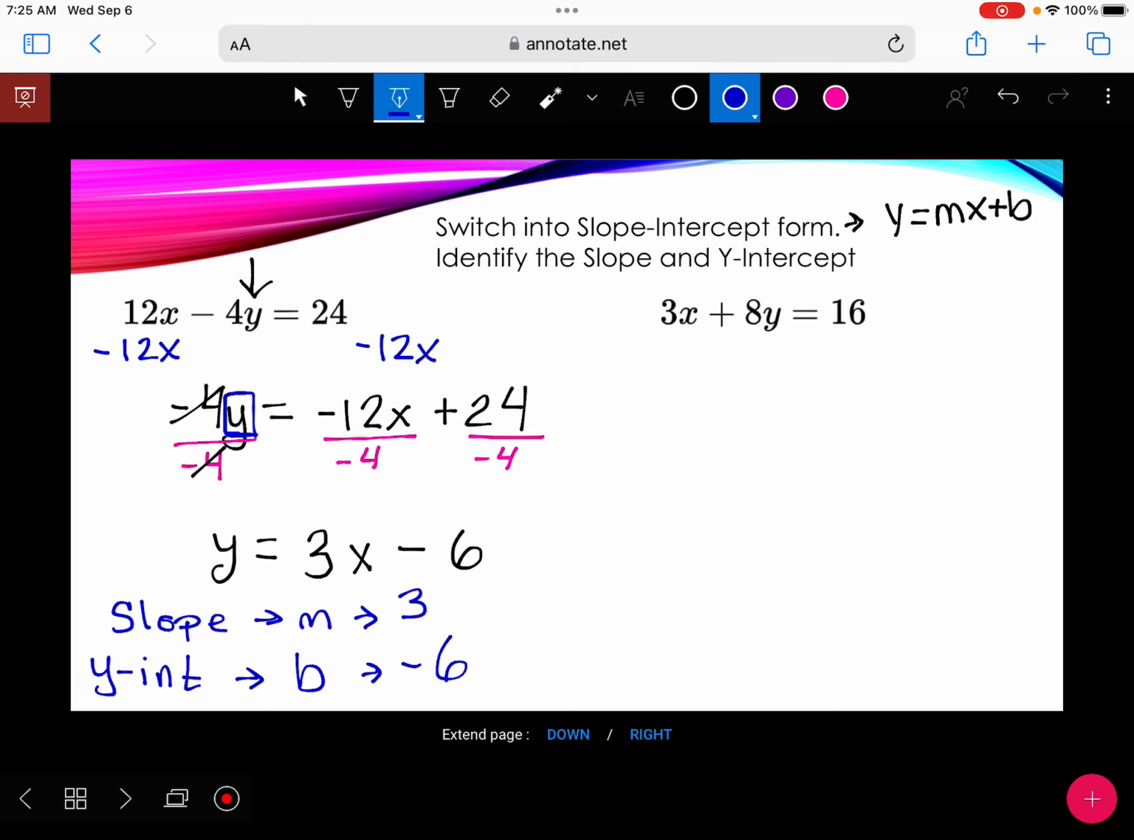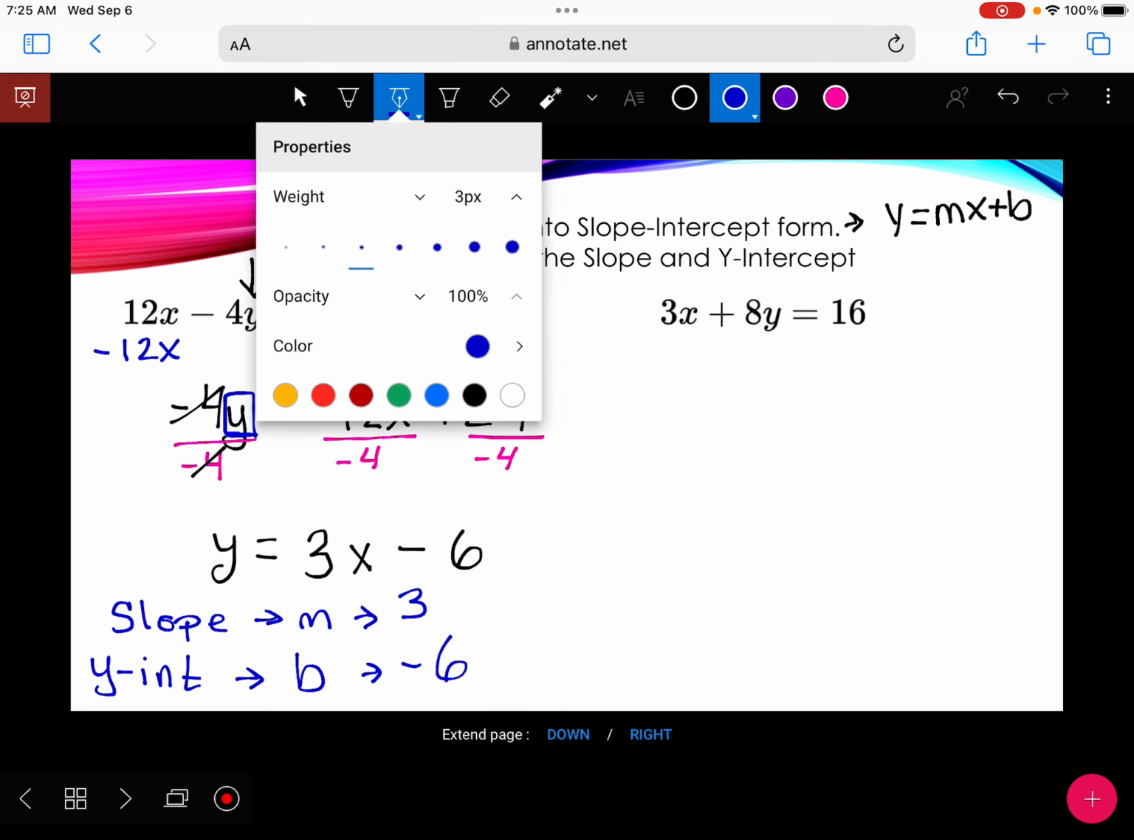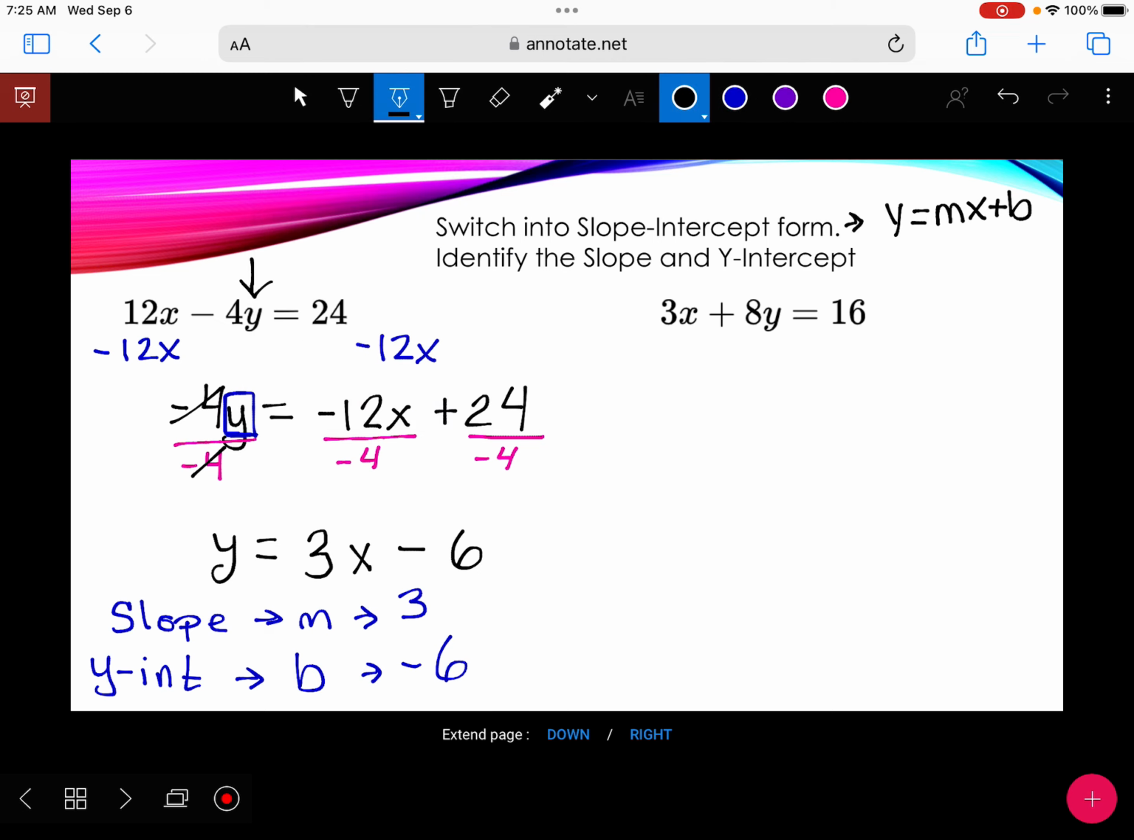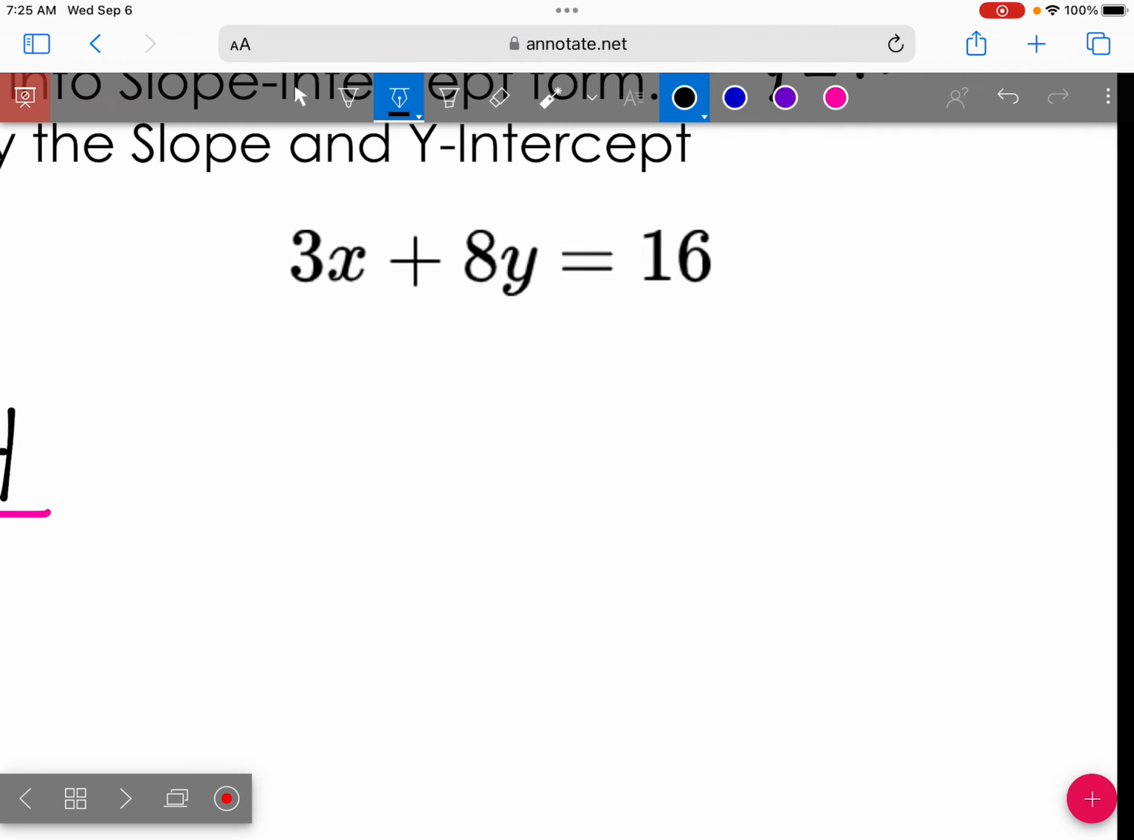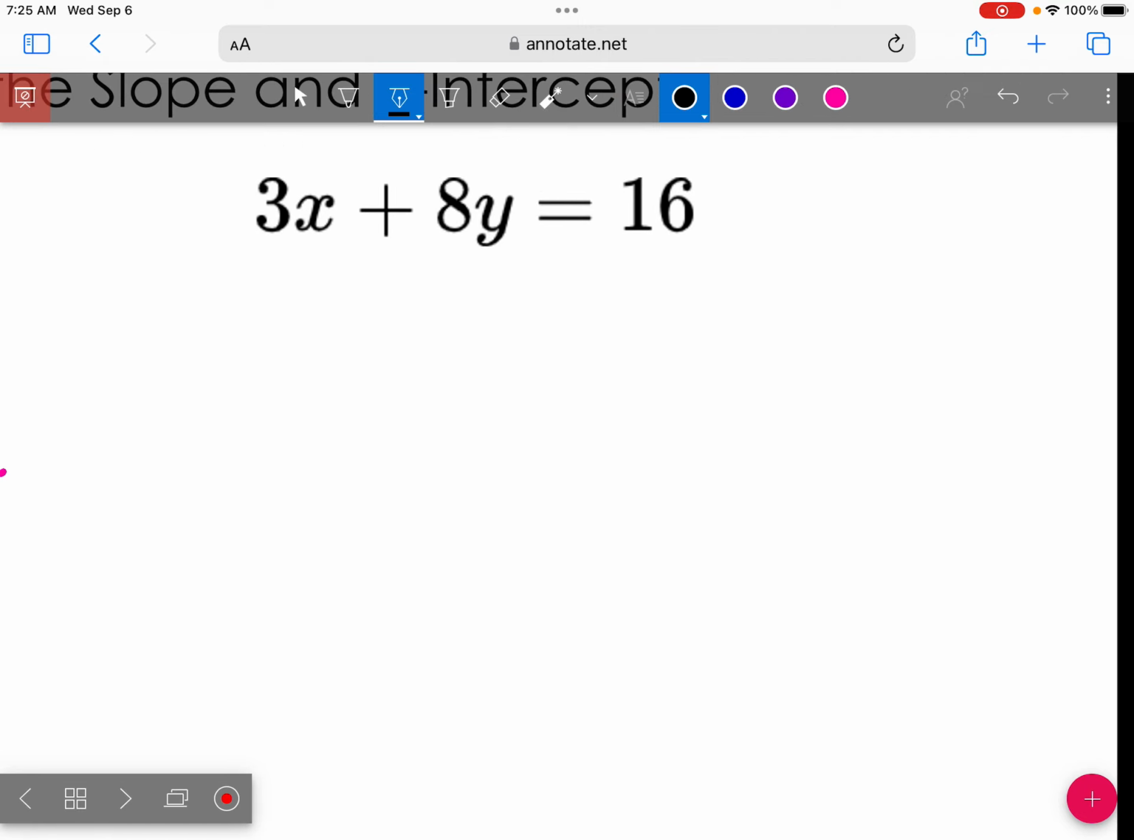Questions on that first one? Because this is what we're going to be doing today. We're going to do the same thing on this side. I want to get y by himself. So what do we need to do to get y by himself?